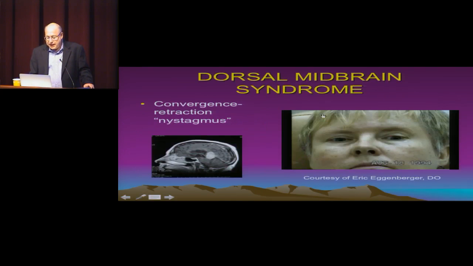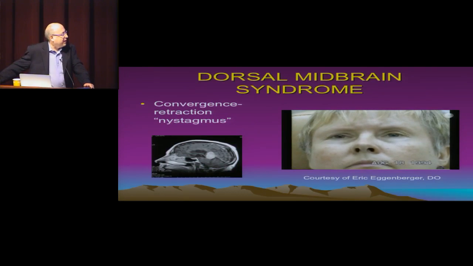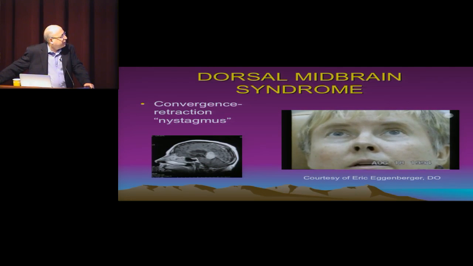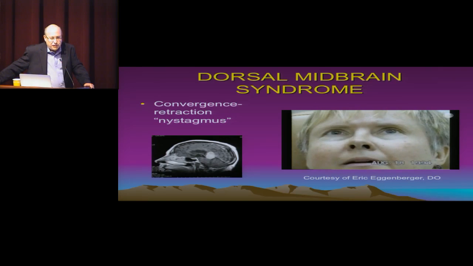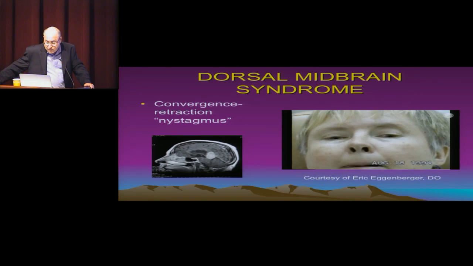So let's go to this. This is the next lady we saw with the dorsal midbrain syndrome who's got convergence retraction nystagmus. It's from Eric Eggenberger in Michigan. Look at the pointer. Go ahead, real slow. Look at the 8. So when she tries to look up, eyes converge and retract. It's hard to get her to look up. Keep looking right straight ahead.